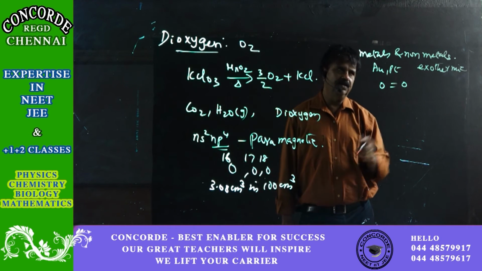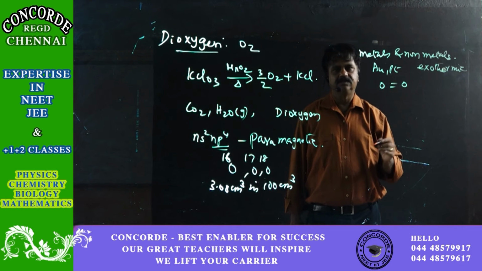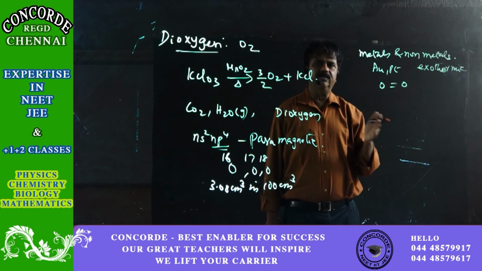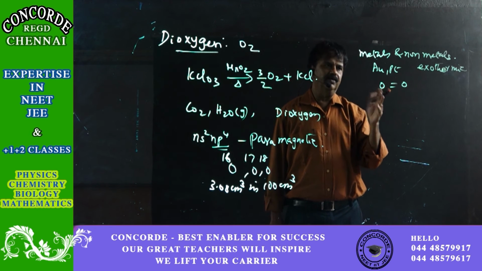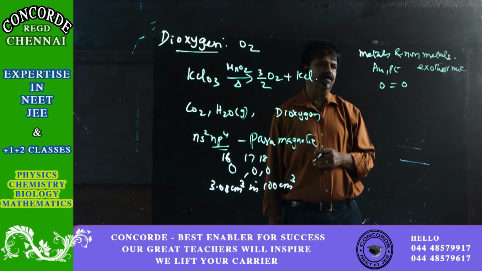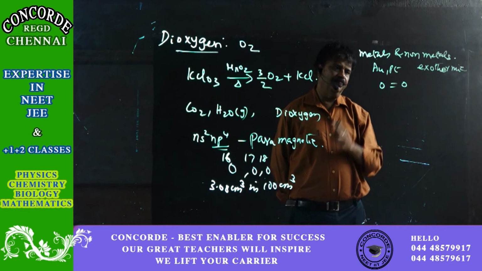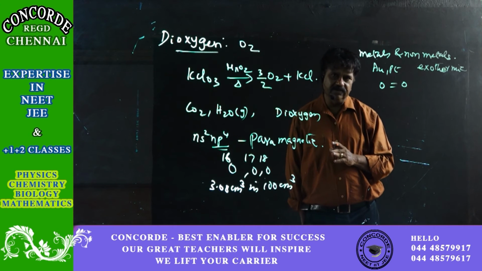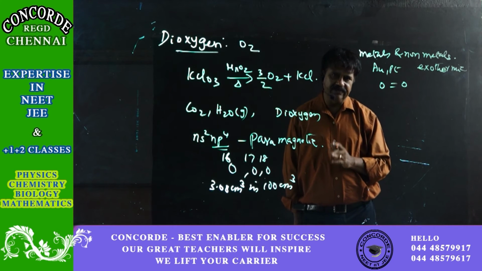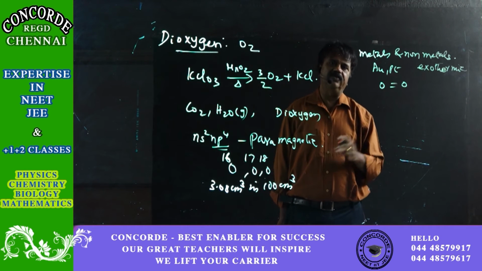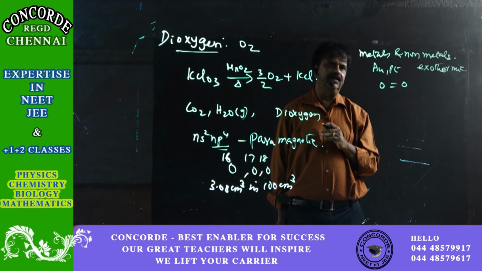It gives out heat. As I told, except gold and platinum, everything forms oxides with oxygen. The name oxidizing agent itself is derived from the ability of oxygen to form oxides with various metals and non-metals.